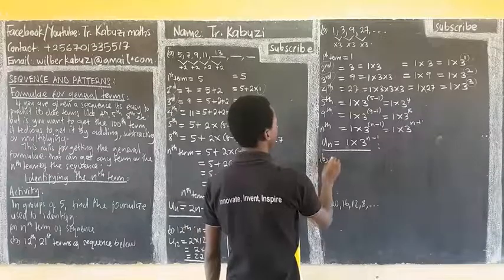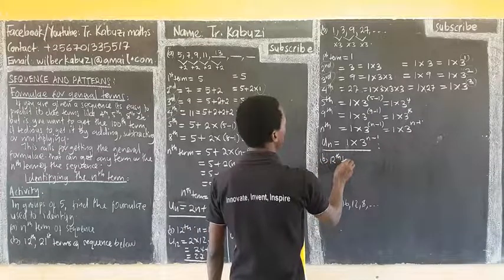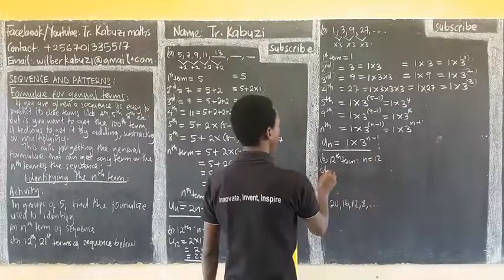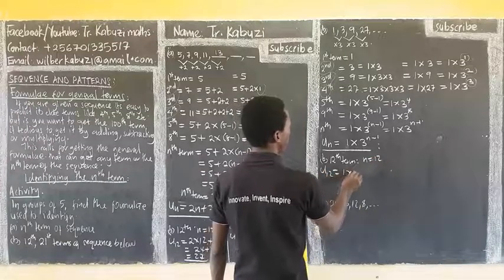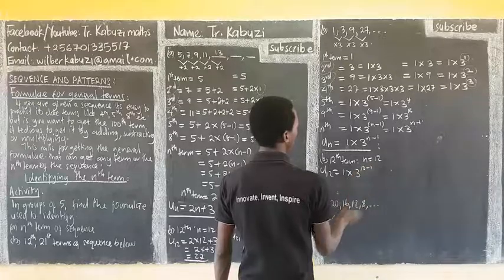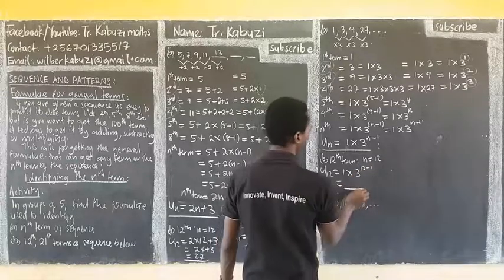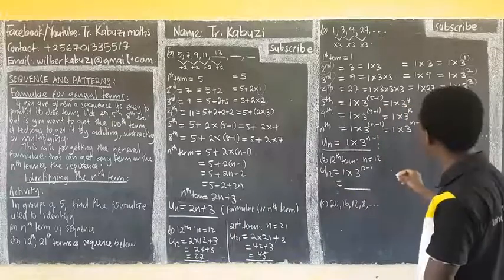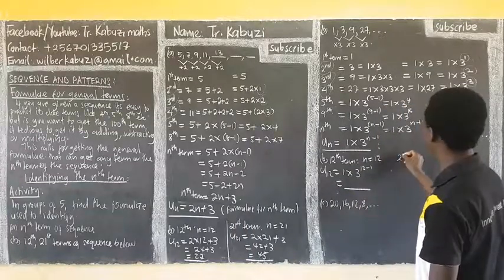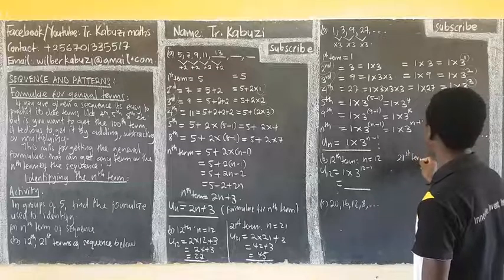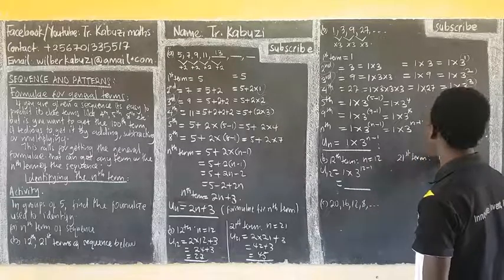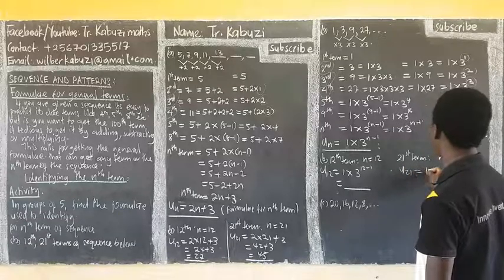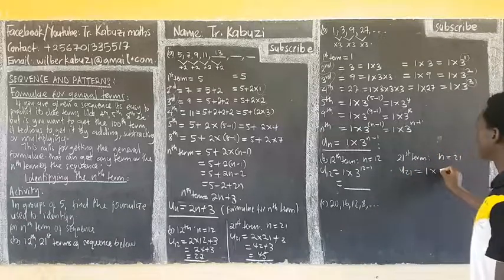Part B, 12th term. The 12th term means that our n is 12. So our U12 is going to be 1 times 3 power 12 minus 1, and then you get the answer there. Then to get our 21st term, our n is 21. So we shall get our U21 as 1 times 3.